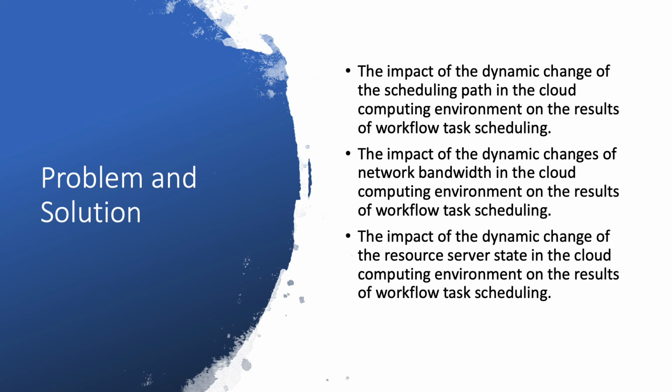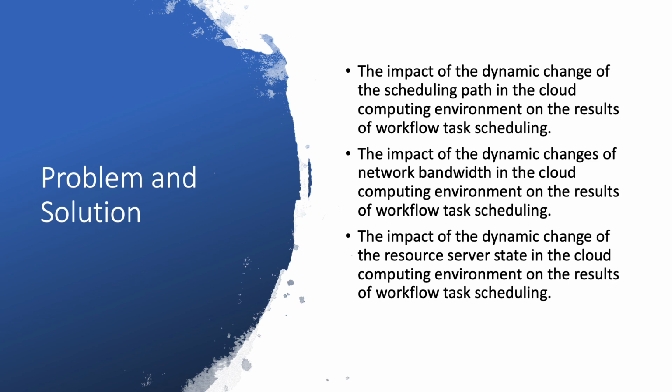Next are the problems and the solutions. I found three problems here. The first is the impact of the dynamic change of the schedule path in the cloud computing environment on the resource of workflow task scheduling. The solution for this is that I proposed a dynamic critical path driven cloud computing scheduling algorithm. The second problem is the impact of the dynamic change of the network bandwidth in the cloud computing environment on the results of the workflow task scheduling. For this one, I propose a cloud computing scheduling algorithm based on the network timing bandwidth weight model.